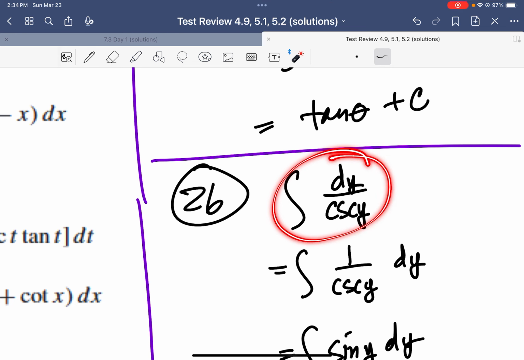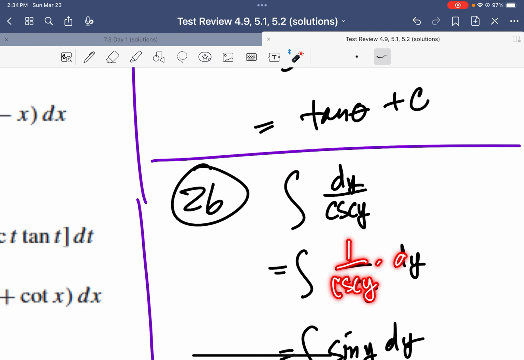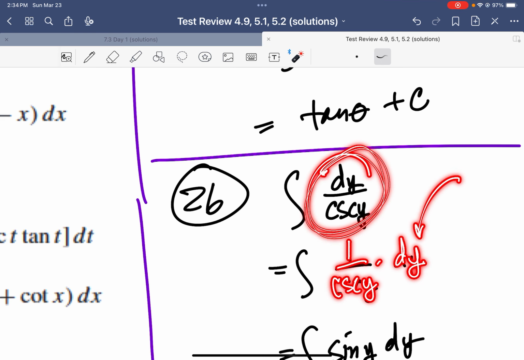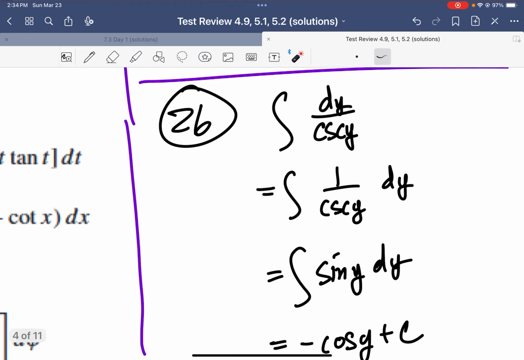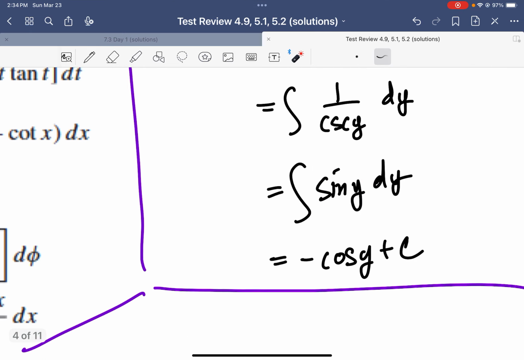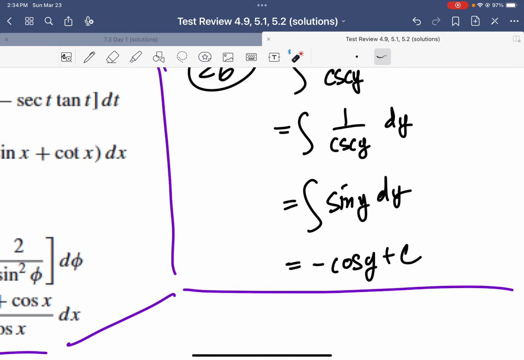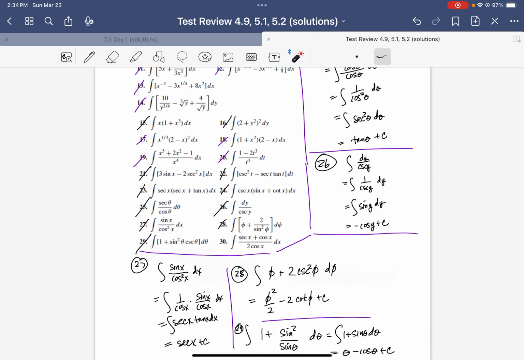26, this looks weird, so I'm going to rewrite it as 1 over cosecant of y times dy. This just looks weird, dy over stuff. So I'll pull it out here. Now it looks right, but 1 over cosecant is just sine. So the antiderivative is negative cosine y plus c.